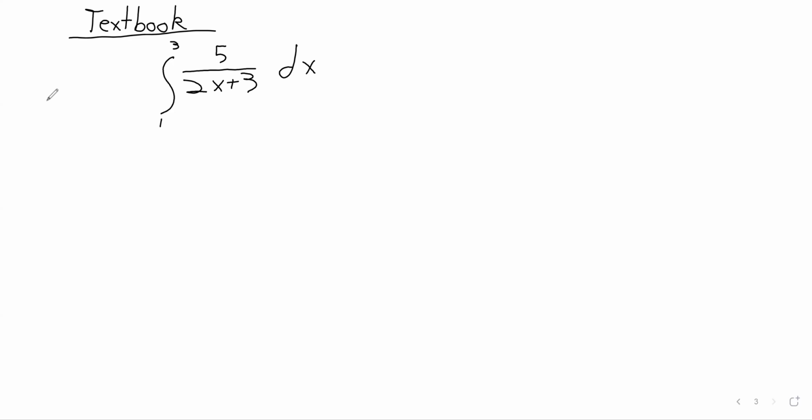So the idea here is that we're going to just sort of solve this in one step. Instead of first finding the antiderivative, we're going to, well, you'll see. I mean, to take the antiderivative, we need u to be 2x plus 3. du equals 2dx.